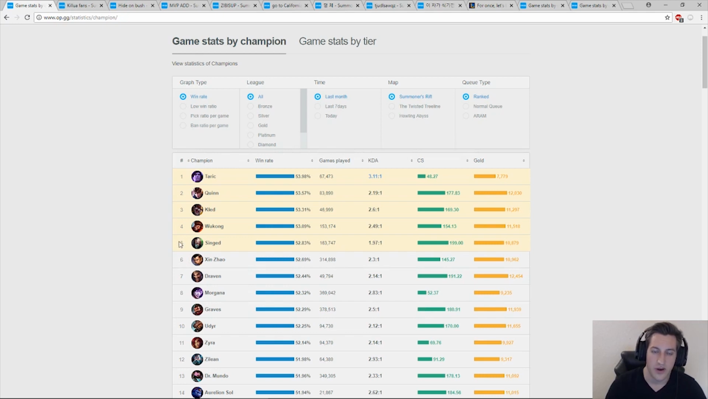So it'd be nice if on the patch those changes hit, there were direct buffs to balance out those champions, because there was such a difference between Xin Zhao and Graves and Elise on that patch. So it'd be nice if the range was smaller.